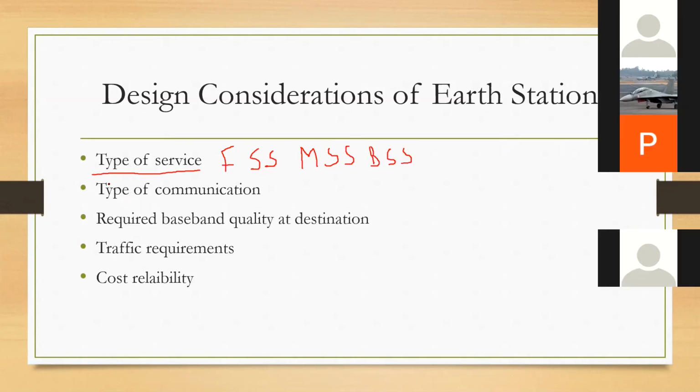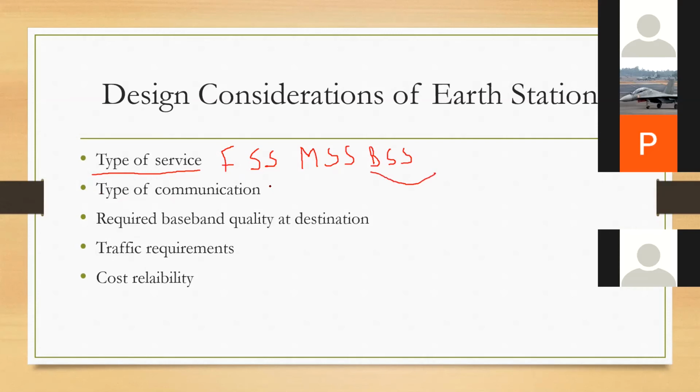Depending upon the service, your earth station will vary. We have already seen the configuration of the earth station for the different services. When it is fixed, it is less complicated. When it is mobile, it is highly complicated. And broadcasting satellite service is simply like a receive earth station, right? For the fixed satellite service, it can be transmit as well as receive. For mobile it is again transmit as well as receive. This is only a receiving earth station.